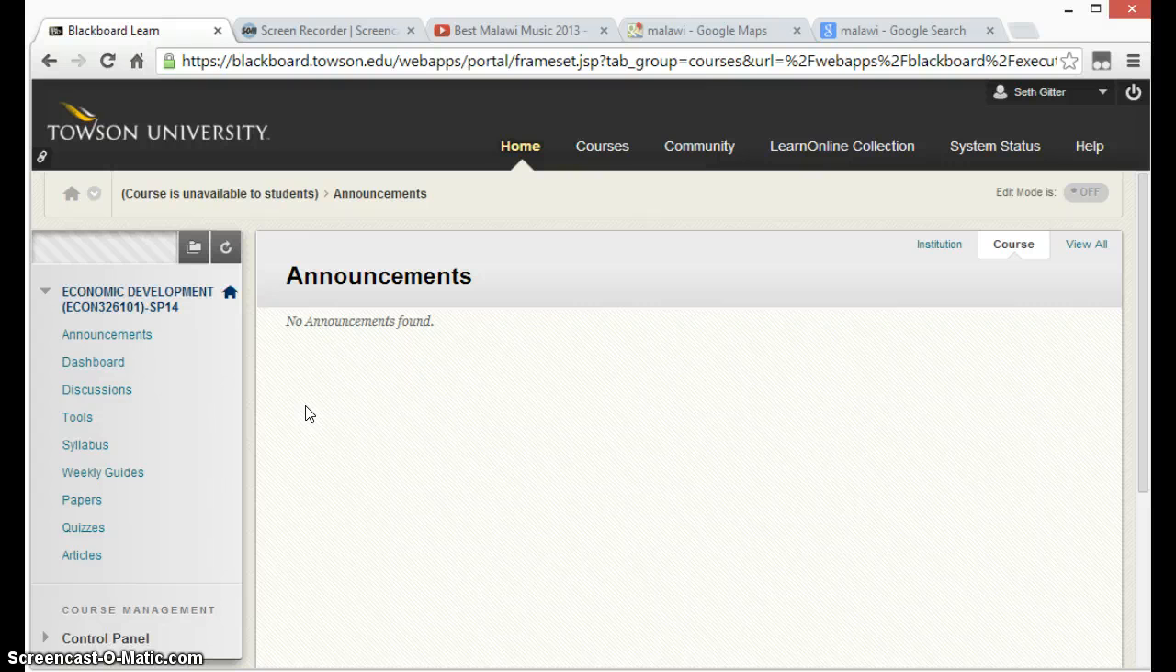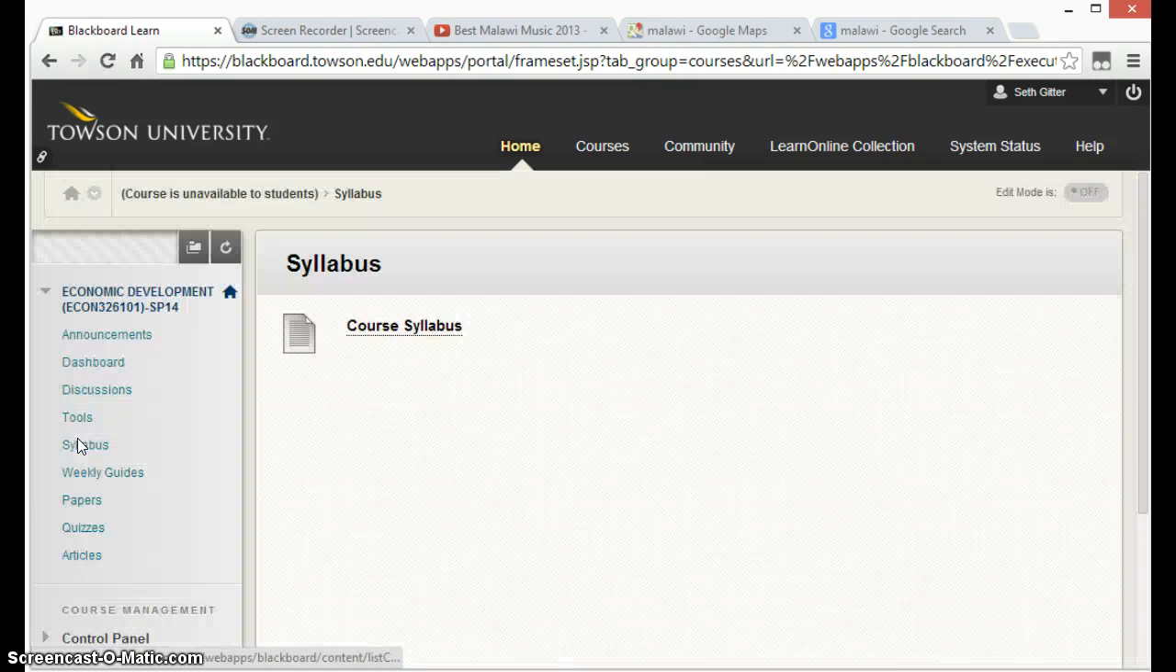This is your Blackboard site where you'll be doing most of your work. So the first thing I asked you to do was to look at the syllabus. Just like previous Blackboard sites you're probably used to using, there are headings. We're going to see headings for the stuff that you need. So click on the syllabus and you can download the course syllabus right here.